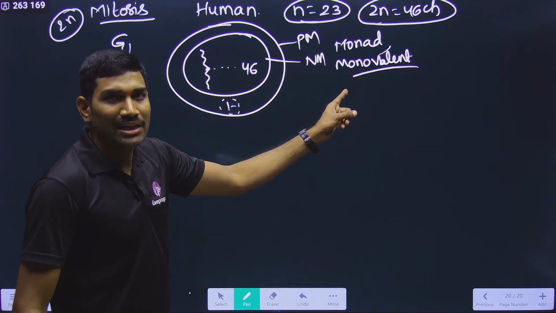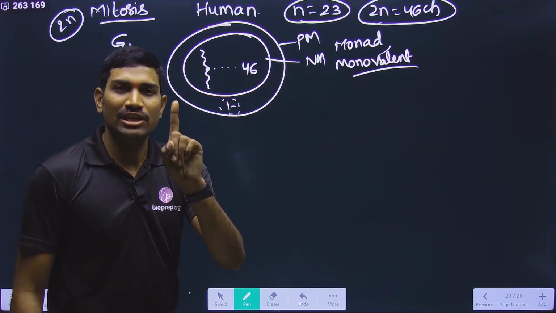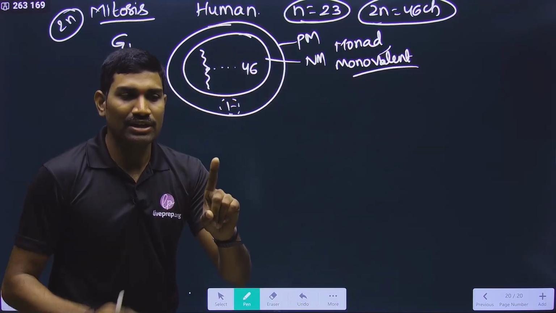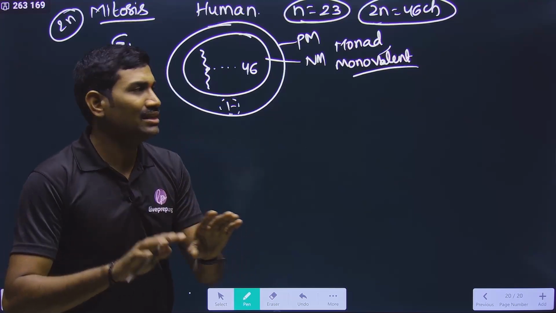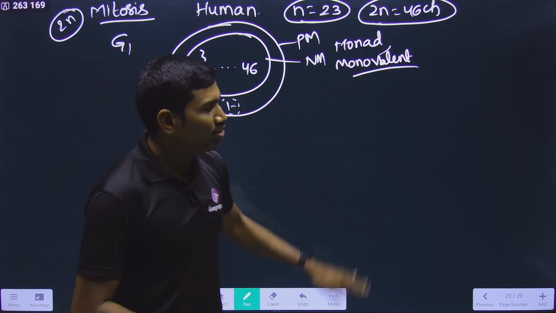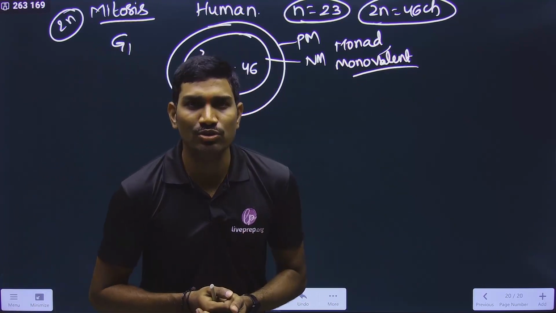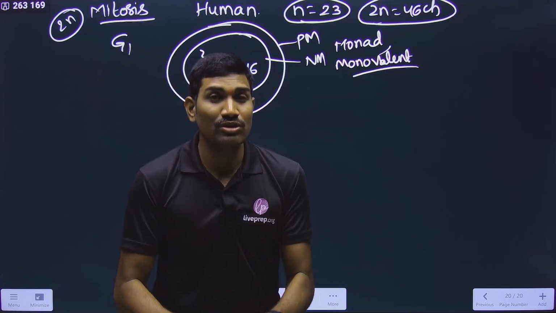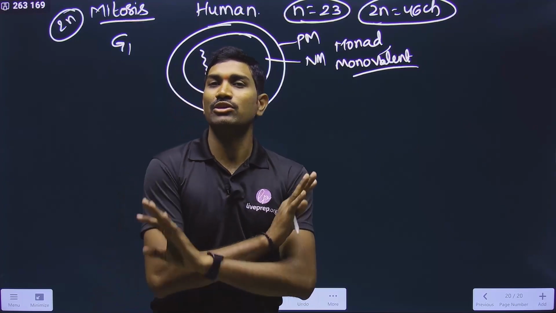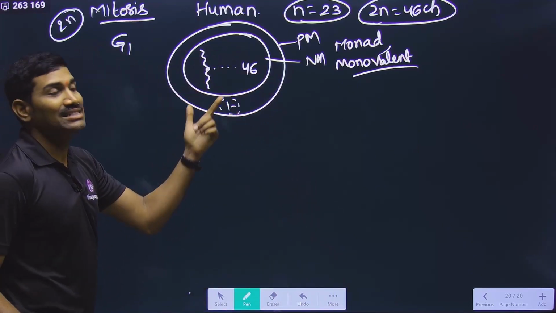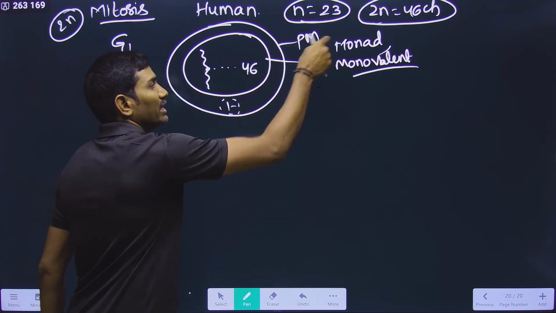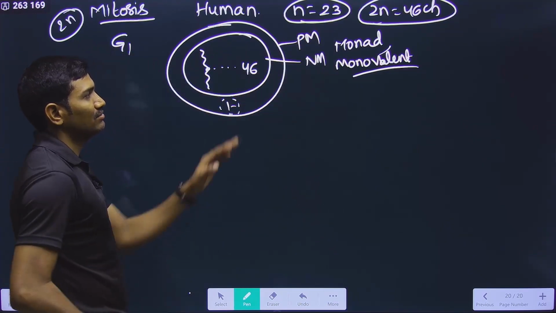What is monovalent and bivalent? If a chromosome is present individually, that is called monovalent. If homologous chromosomes are attached, it is called bivalent. So please understand, in the entire mitosis you will see monovalent only, because there is no pairing of homologous chromosomes. But how many chromatids are present? If single chromatid, monad. If two chromatids, dyad. This is how we are writing.